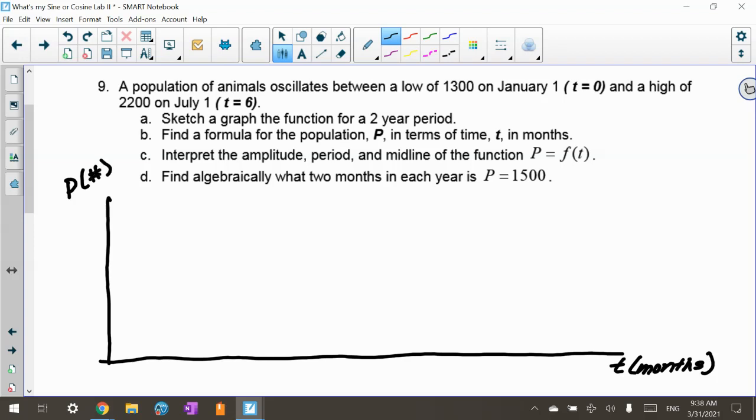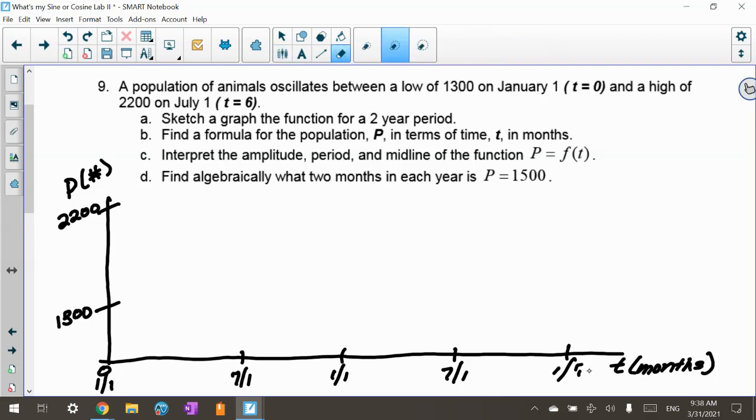And remember, it's our graph, so the low is 1,300, so that's going to be here. I get to pick. The high is 2,200. I get to pick. And we're going to go for 2 years. So January 1st is going to be our 0, and then the next one is going to be July 1st. Then January 1st, then July 1st, then January 1st. They want us to do 2 years. Oops, January 1st. I don't know why I put a 7 there. January 1st. Okay.